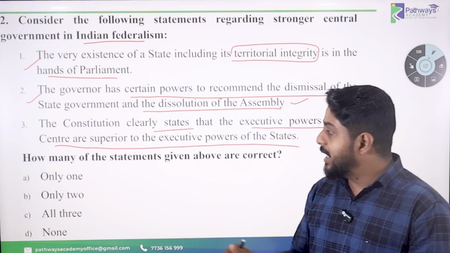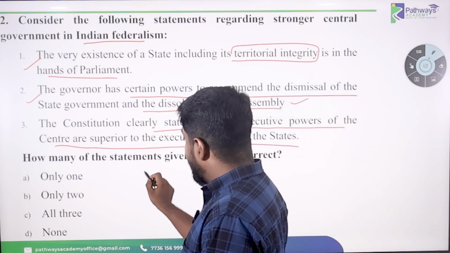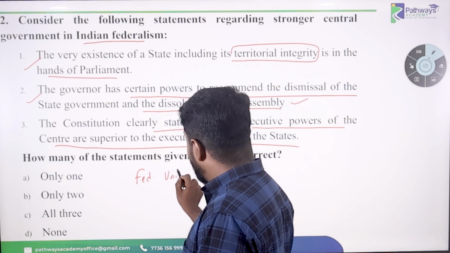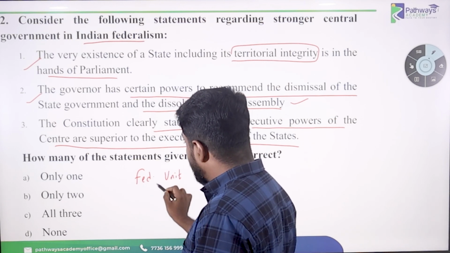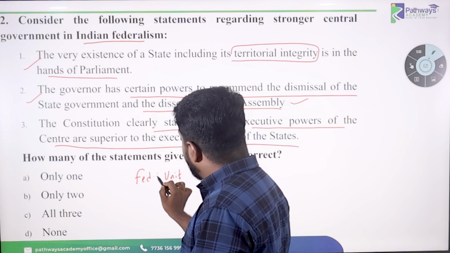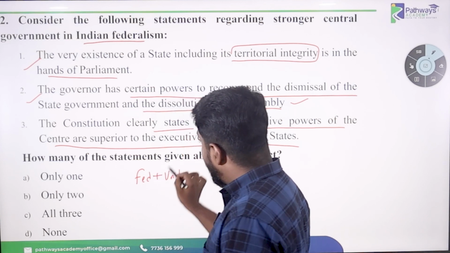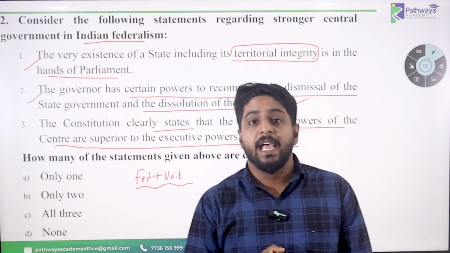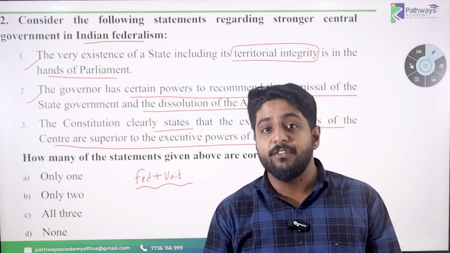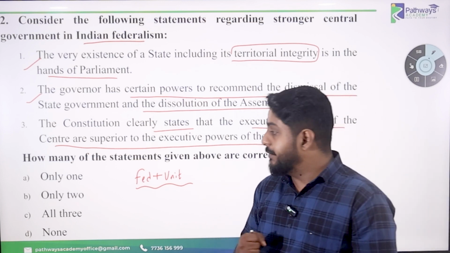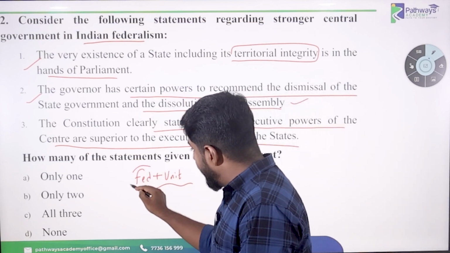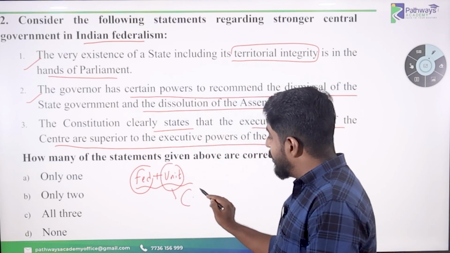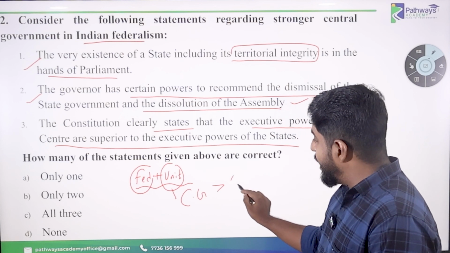What is so special about Indian Federation is that Indian Federation has a unitary tilt, isn't it? We are not a classic federation. We have a unitary tilt. So we have federal features as well as unitary features. That is the reason why Mr. K.C. Wheare has defined Indian federalism as quasi-federalism, isn't it? So we have federal features, unitary features. One of the unitary features is that the central government is superior to the state government.